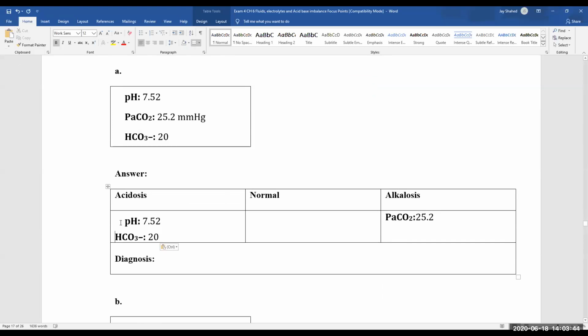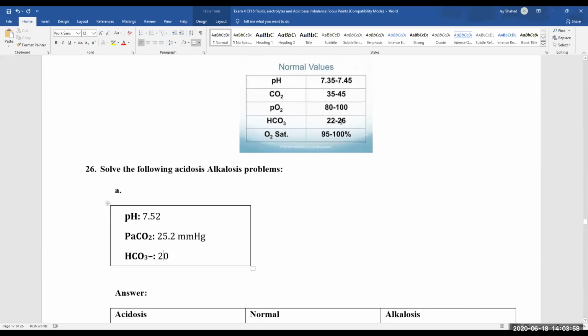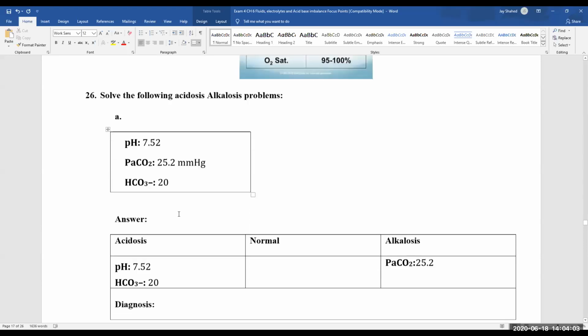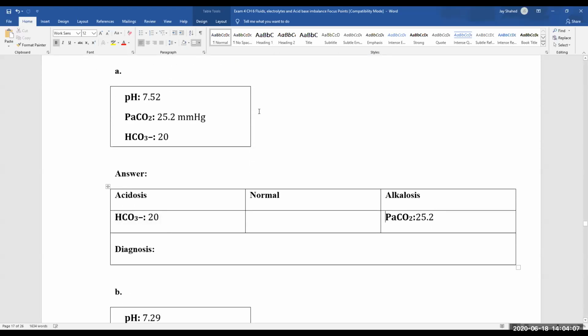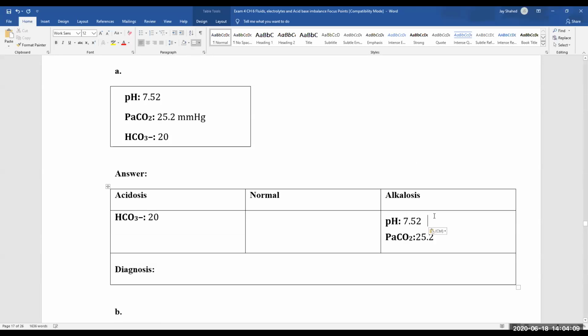Dr. J, with the pH, shouldn't that be basic? Which one? This one? You have it in acidosis instead of alkalosis. The pH is 7.52. The pH should be basic. Yes, why is it in acidosis? Sorry. Okay, keep an eye on me, okay? All right, so pH, basic.